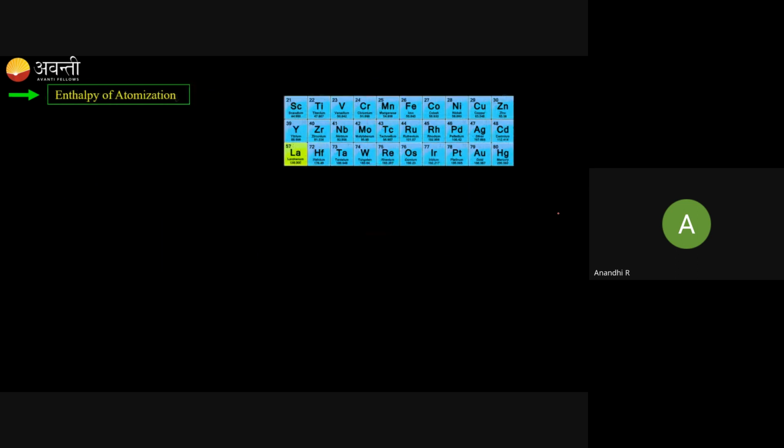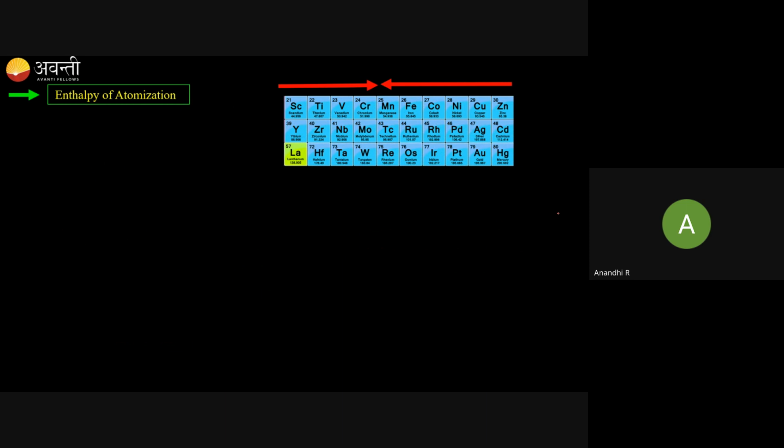Now coming to the next property. All these are physical properties: the conduction of heat and electricity, luster, malleability, ductility, melting point, boiling point, and now enthalpy of atomization. All these come under physical properties only. Now, what is enthalpy of atomization? It is the energy required to break the bond, so that a particular molecule is separated into atoms. That is called enthalpy of atomization.